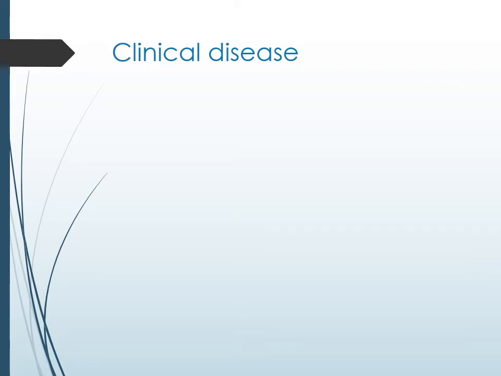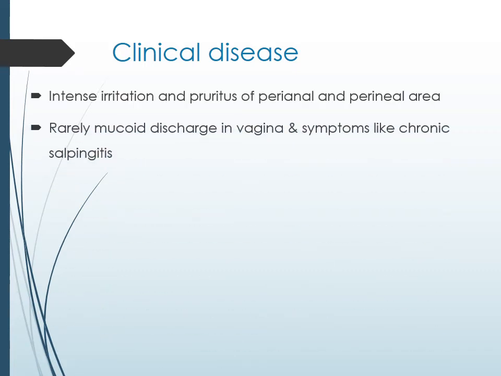If we see the clinical disease produced by this, usually the disease are not very serious like Ascaris lumbricoides, but most of the time it causes intense irritation, and it is known as pruritus ani. So when patient is sleeping, due to movement of the gravid female worm, there would be intense itching, and that causes the problem. Sometime in female patient there may be rarely mucoid discharge in vagina, and symptoms like chronic salpingitis may occur.